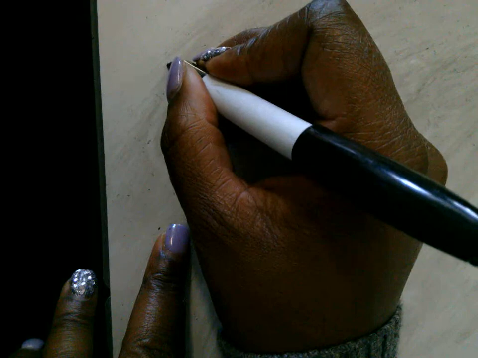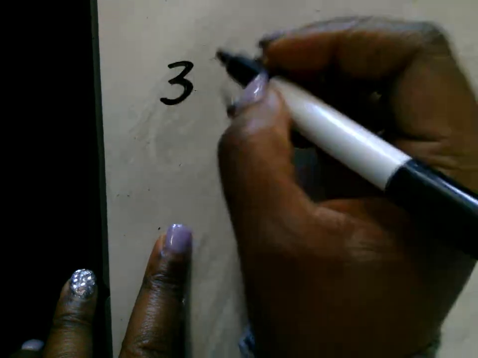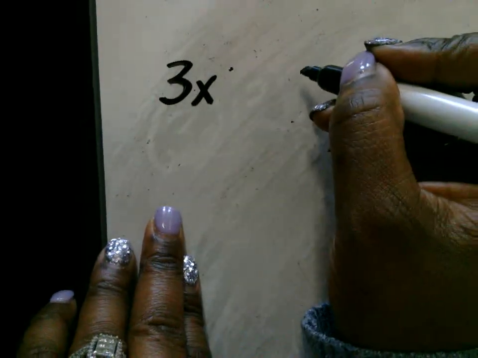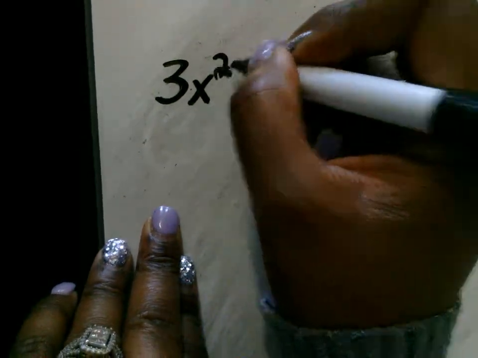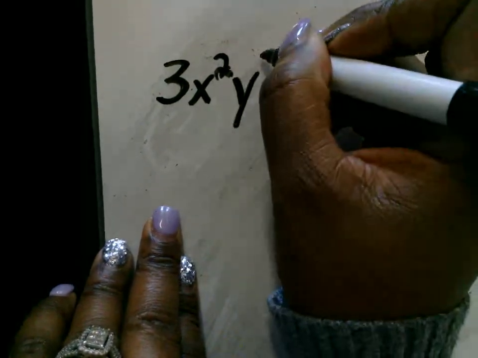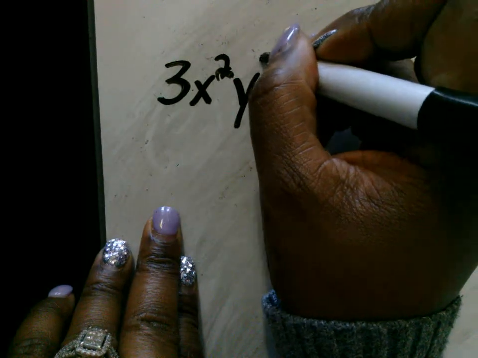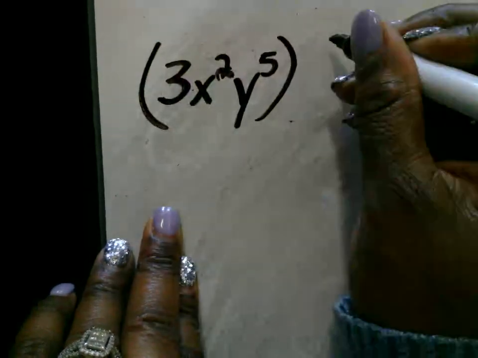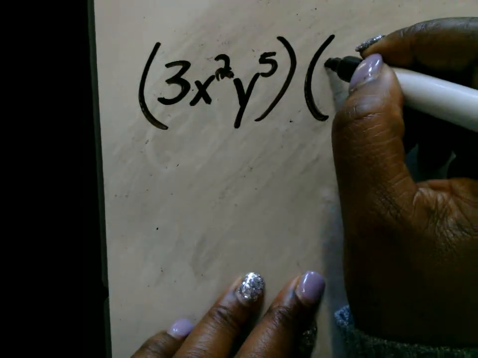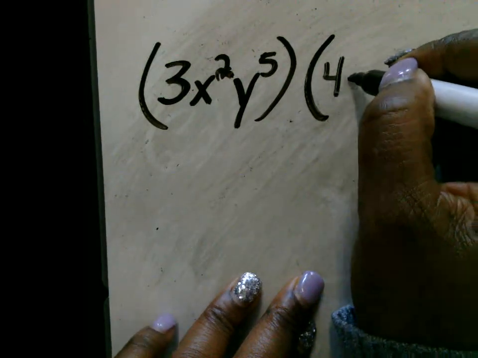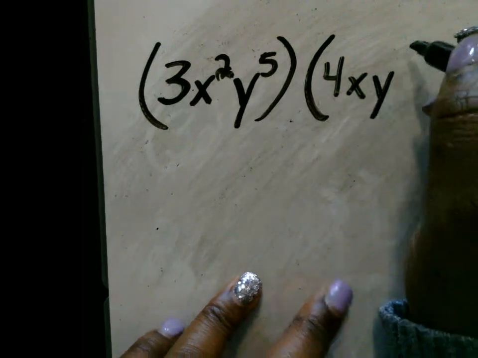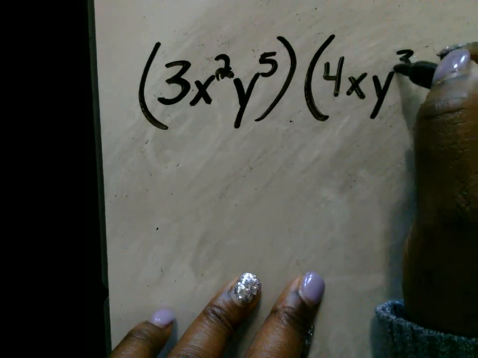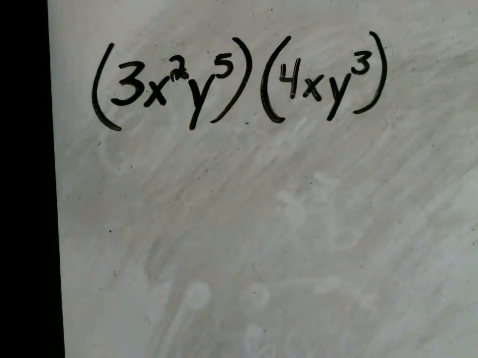All right, here we go. Let's do 3. I'm gonna stay in the easy lane, Miss Reyes. X squared y to the 5th, okay? All right, and let's multiply it. Let's do 4x y to the 3rd, okay? See if you can do that. You got this, okay? Same thing that I just did. You're gonna do it for this. Let me pause the video.